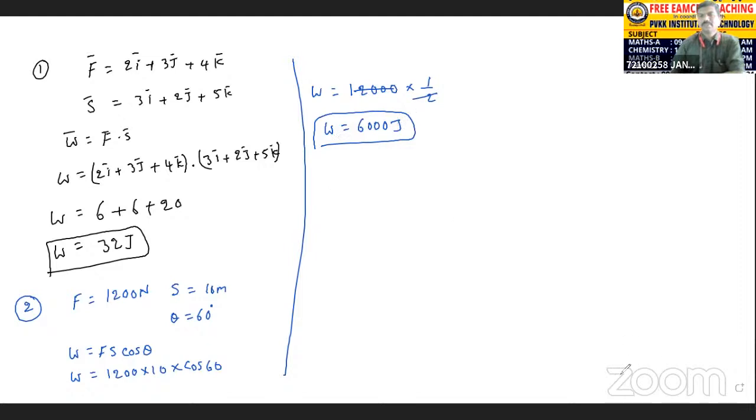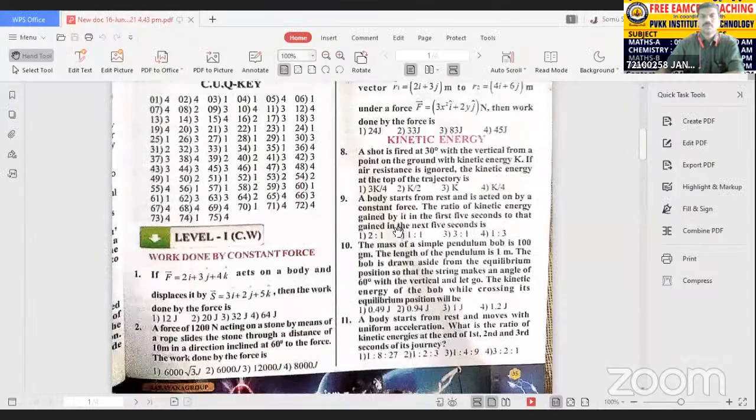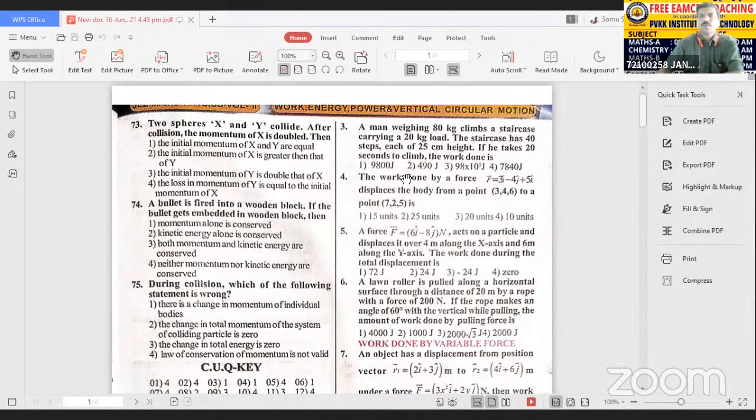Next, the fourth one. The work done by a force F is equal to 3I minus 4J plus 5K, displacing the body from point 3, 4, 6 to point 7, 2, 5, is?